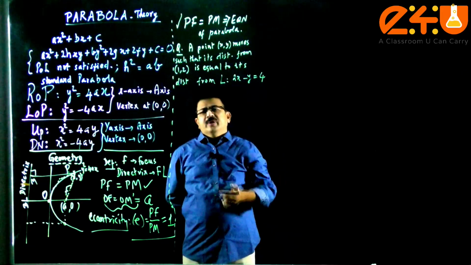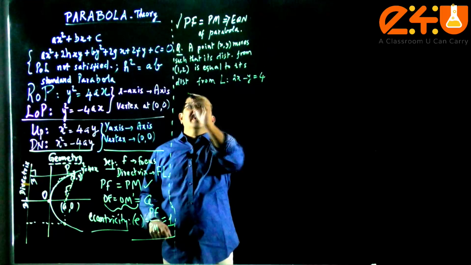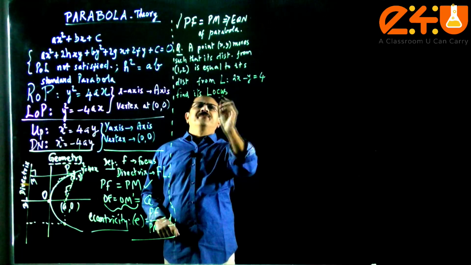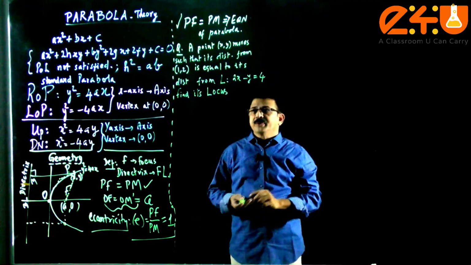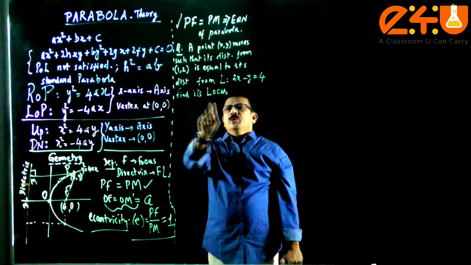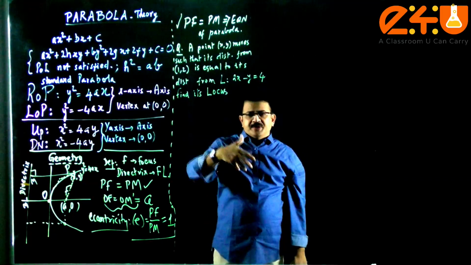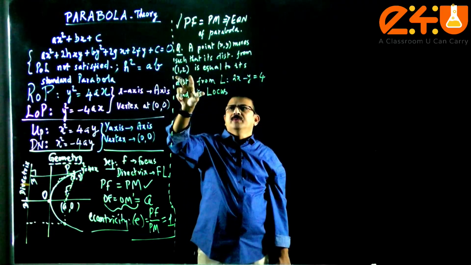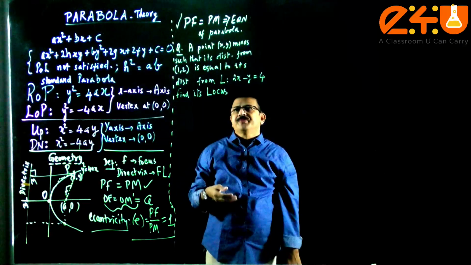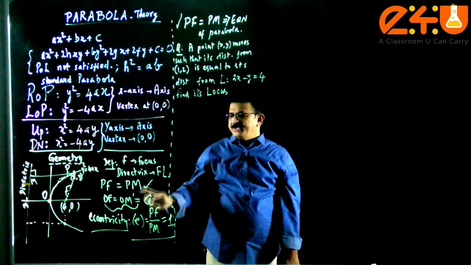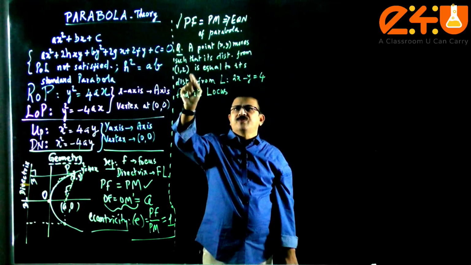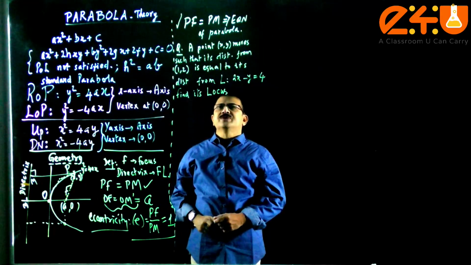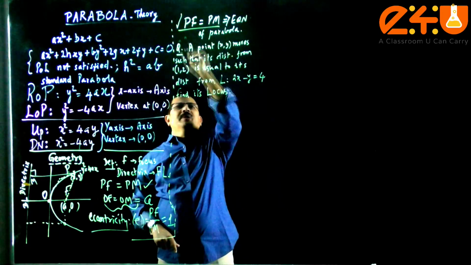What do you understand from this wording of the question? Your point moves such that... find its locus. This locus is a special locus because it has a discipline. This point moves such that its distance from (1, 2), which is a fixed point, therefore it is the focus. And this is a fixed line, so there is a directrix. The point is at equal distance from both, which means PF equals PM.